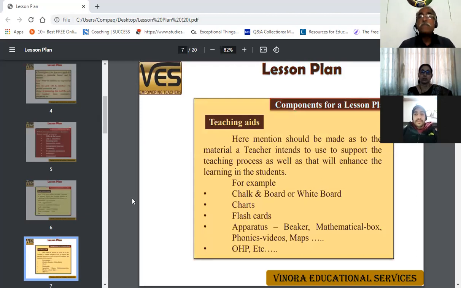Now in this section of this component for the lesson planning, we mention what are the different materials which we'll be utilizing for the delivery of the instruction. You see, in our times, it was generally considered that the blackboard is a teaching aid. But these days it has been rather replaced by the whiteboards, chalkboards, or interactive boards, also smart boards.